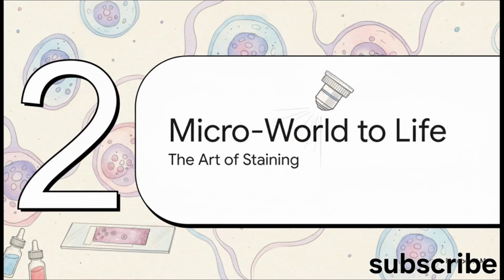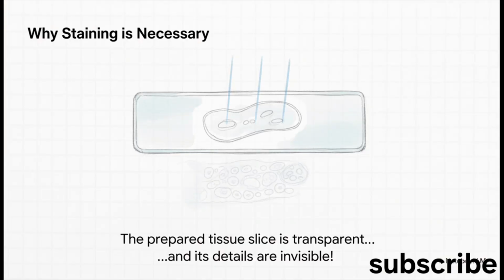So now we have our perfectly preserved, impossibly thin slice of tissue mounted on a glass slide. We're all ready to look under the microscope, right? Well, not quite. There's still one huge problem we have to solve before we can bring this micro-world to life. After all that incredible work, the slice of tissue is so thin that it's almost perfectly clear. It's basically invisible. Light just passes right through it. All that beautiful architecture, all those intricate details we worked so hard to preserve, you still can't see a thing.